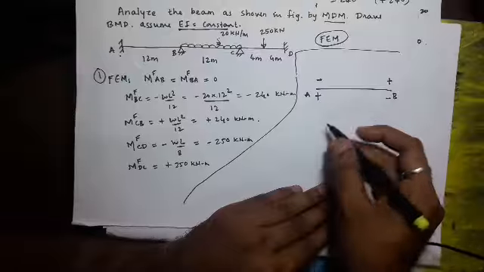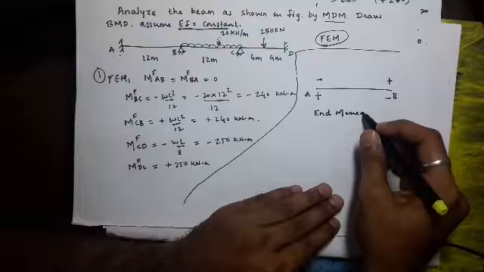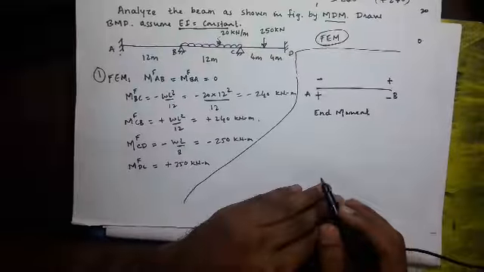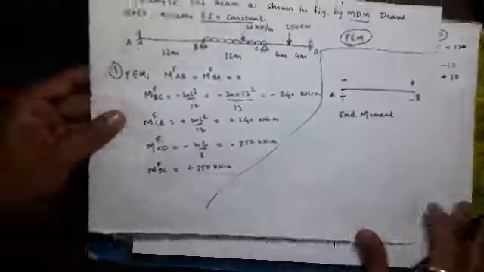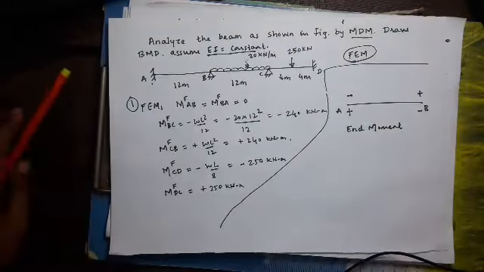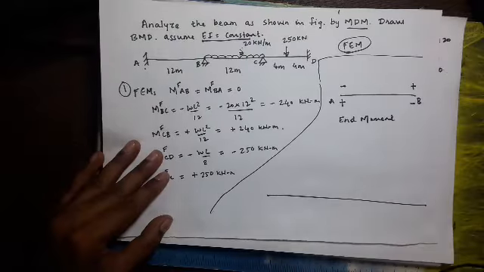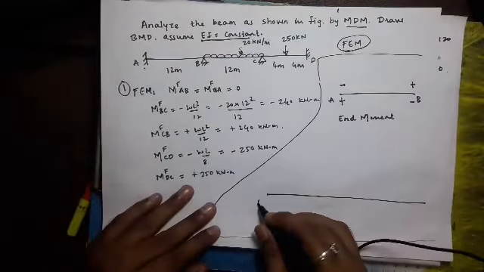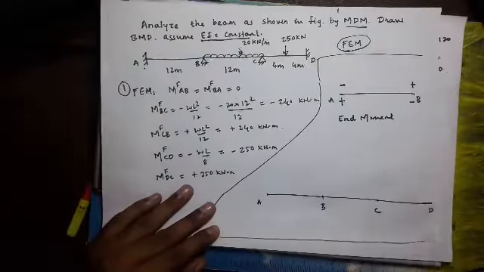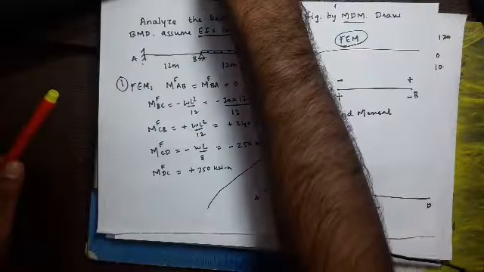And the sign convention is only for the end moments. End moments means MAB, MBA, MBC, MCB, like that. So first step, when you are drawing bending moment diagram, you have to draw the free moment diagram. I will draw the datum here, A, B, C and D.